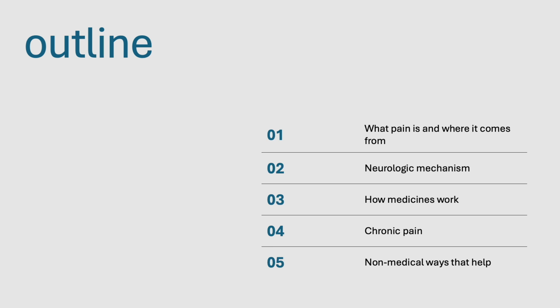What we'll talk about: what pain is, what causes it, some of the neurology behind pain and the response to that, how certain medicines work, how acute pain can become chronic, and we'll spend a lot of time on ways apart from medicines, that is pills, that can be helpful.